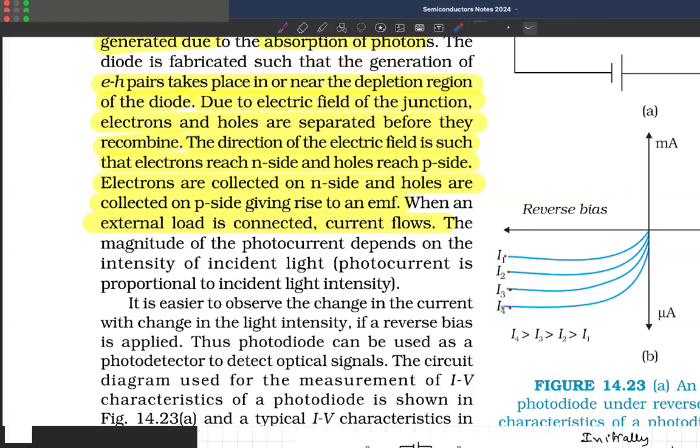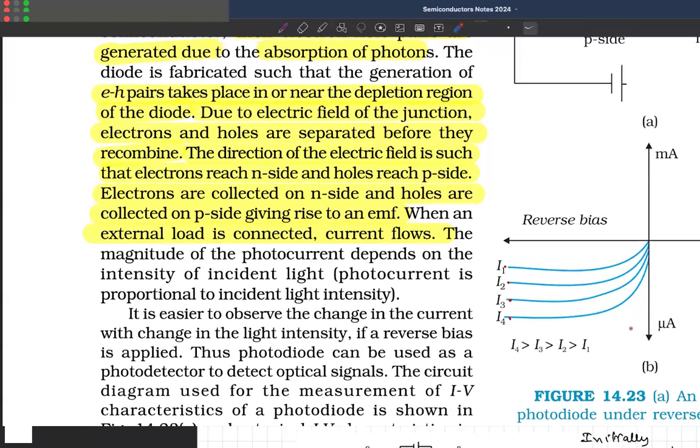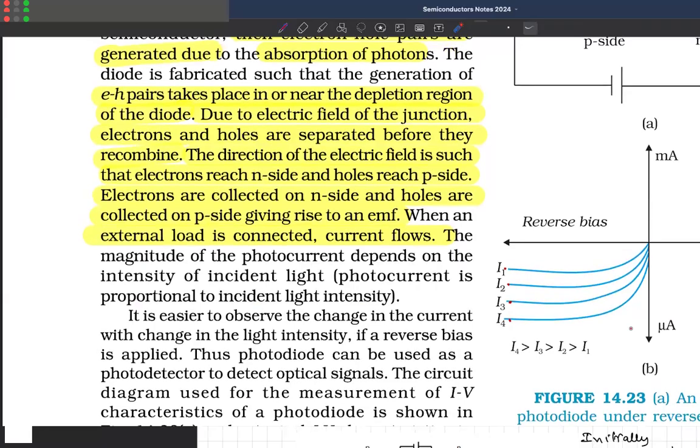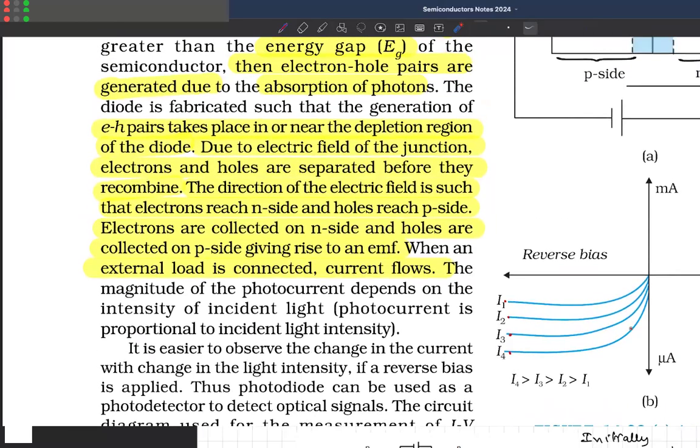You can see saturation current, reverse bias current. Which means according to intensity, the saturation current is increasing. This helps in comparing intensities of light. So that is the major utility of a photodiode.